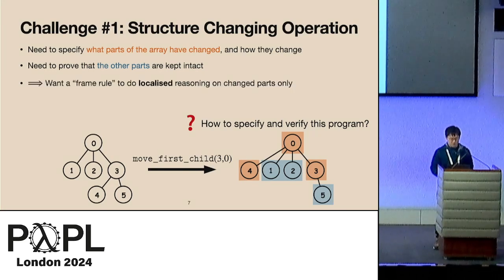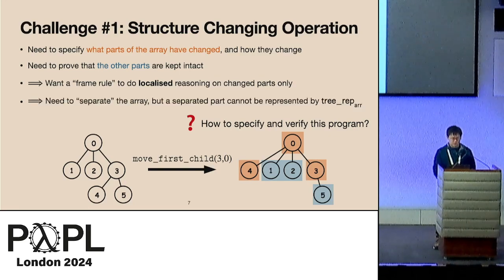And putting the two requirements together, what we want is something like the frame rule in separation logic, which allows us to do localized reasoning on changed parts only, so that we don't need to additionally prove that the other parts are not changed. However, localized reasoning requires separating the array into different parts, while a separated part like a subtree may not fit into the representation predicate that we have so far. So in this case, just having one representation predicate for array-based trees is too limited.